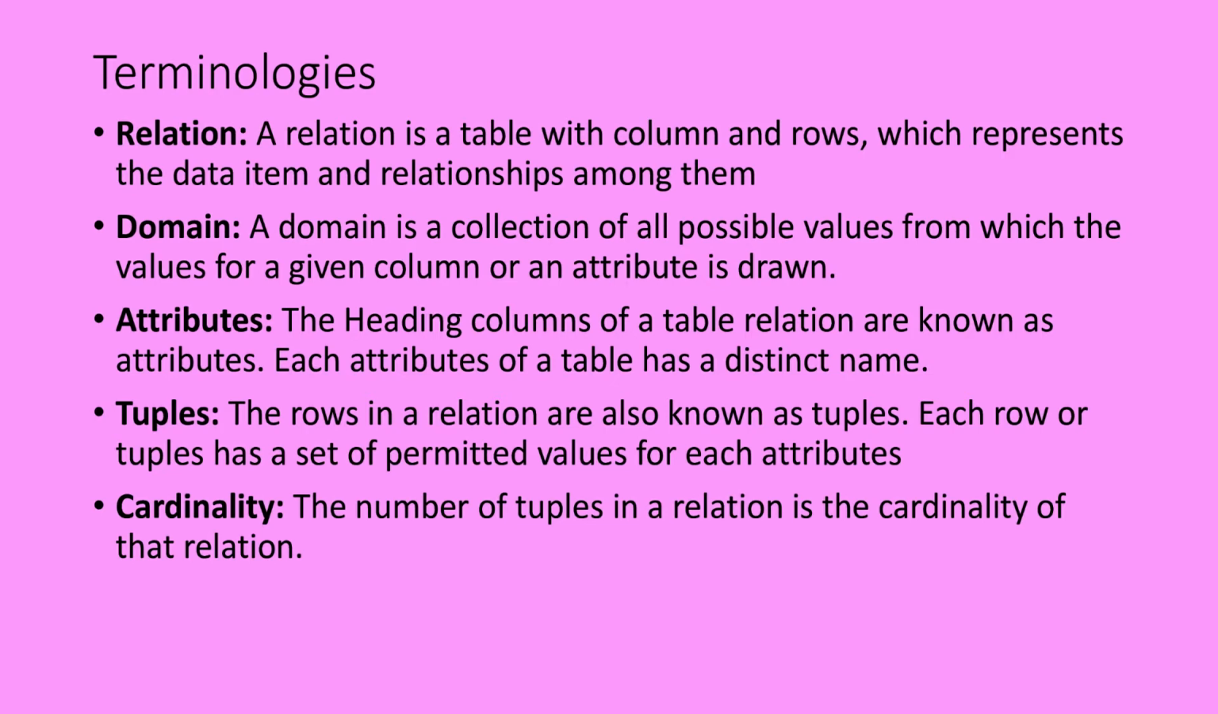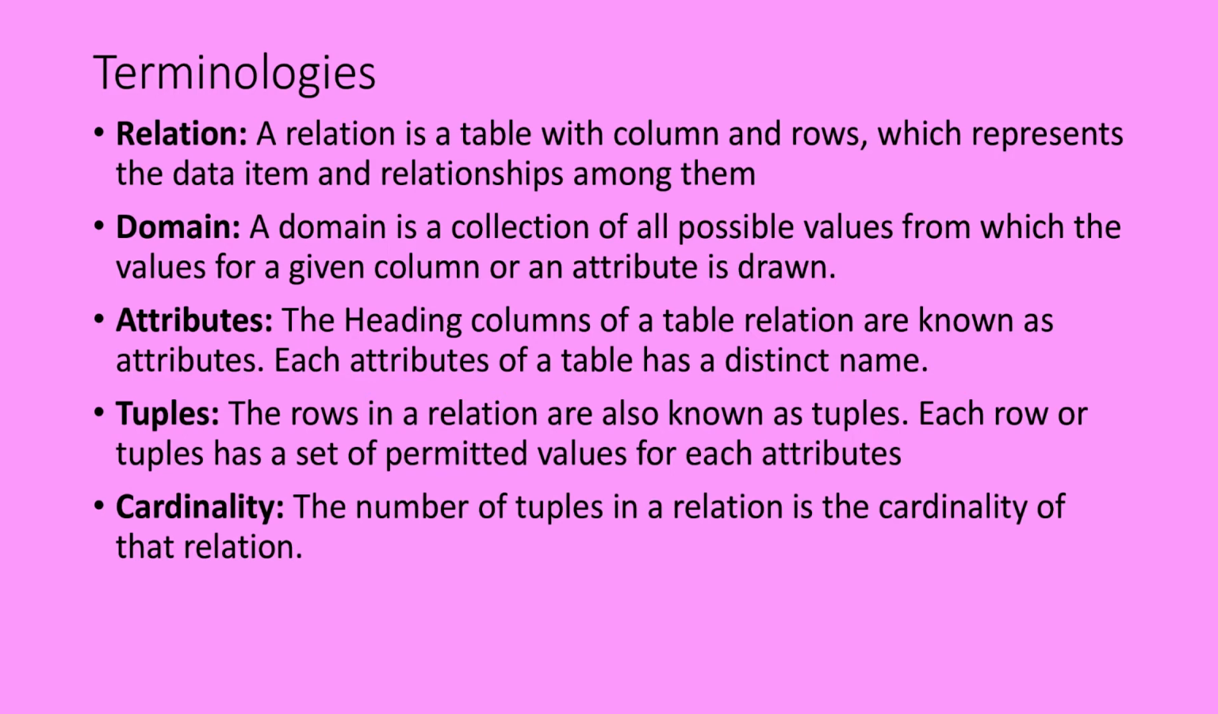Next topic is terminologies of database. First one is relation. A relation is a table with columns and rows, which represent the data item and relationship among them. Domain. A domain is a collection of all possible values from which the values for a given column or an attribute is drawn. Attributes. The heading columns of a table relation are known as attributes. Each attribute of a table has a distinct name.